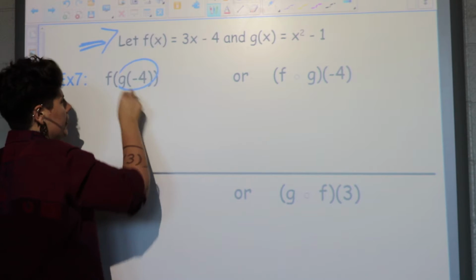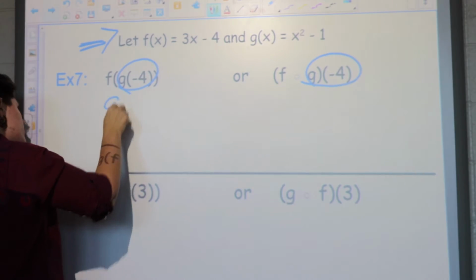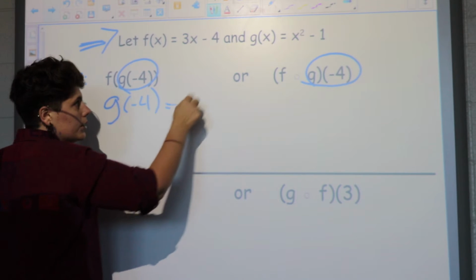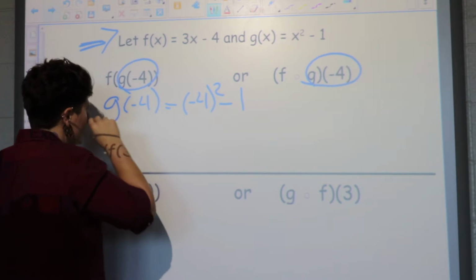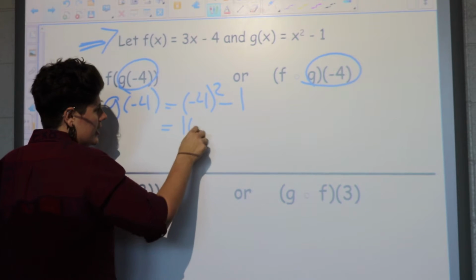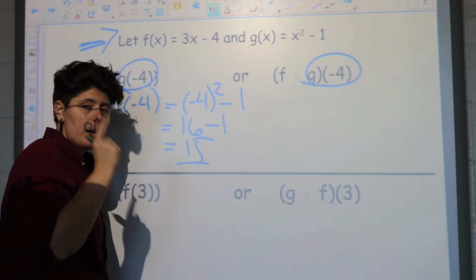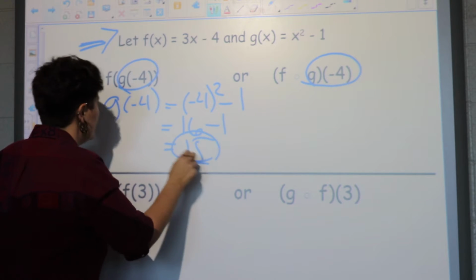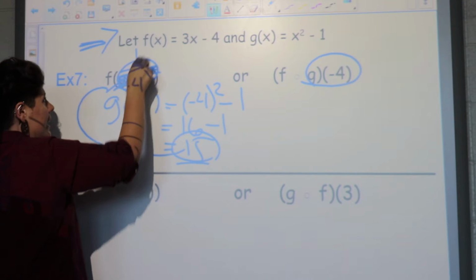Alright, so I'm starting by finding g of negative 4. Always start with what's closest to the letter. So g of negative 4 equals negative 4 squared minus 1, which gives me 16 minus 1, which is 15. 15 is not my answer. I take 15 and I plug it in now because I know that g of negative 4 is 15.